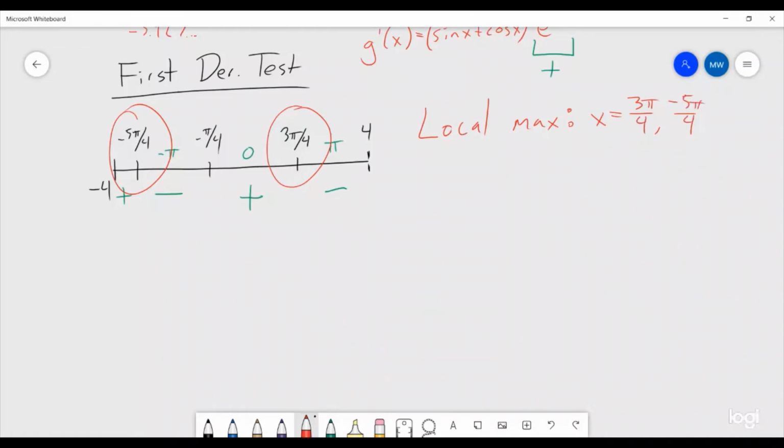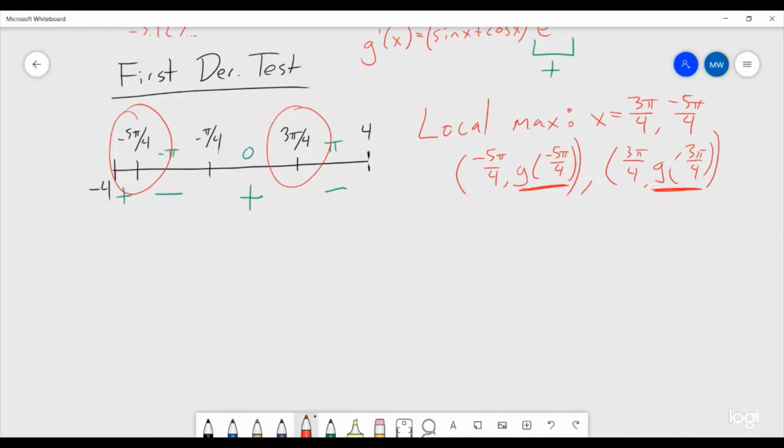And we could figure out what those points are. The points would be negative 5 pi over 4, f of negative 5 pi over 4, whatever that is. And then our other one would be 3 pi over 4, f of 3 pi over 4. Now if you had this on a test, I would recommend actually plugging this into your function to figure out what number that is. Oh, they're g's, not f's. So those should be g. But yeah, you would just take those and plug them in.